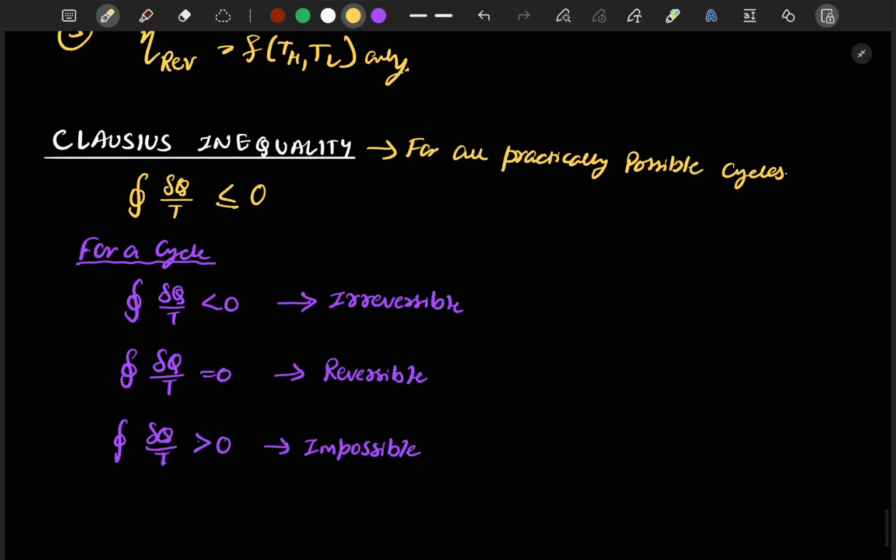Okay, so first we are considering a reversible cycle. Okay, so case 1, that is reversible cycle.